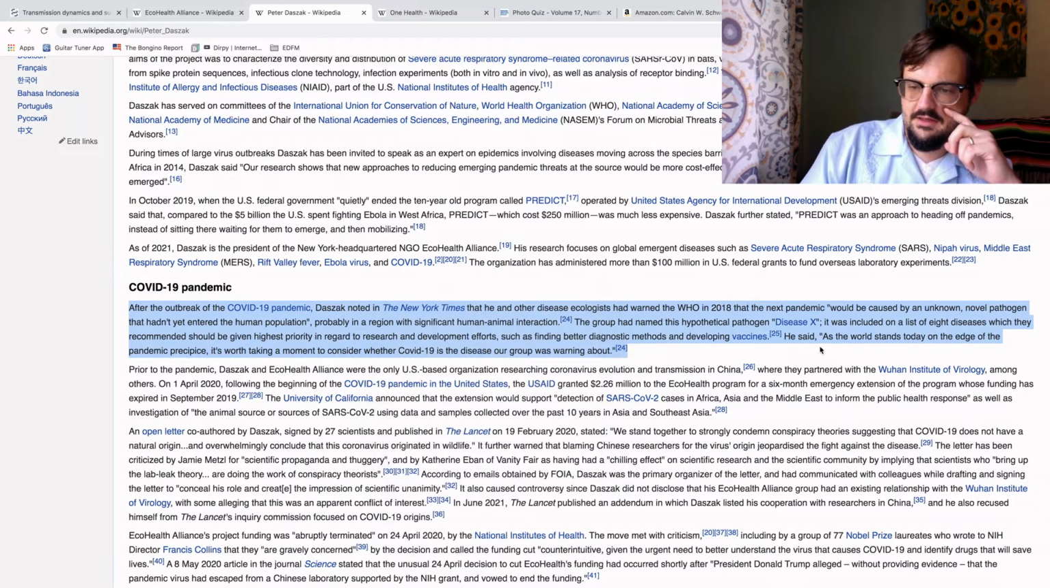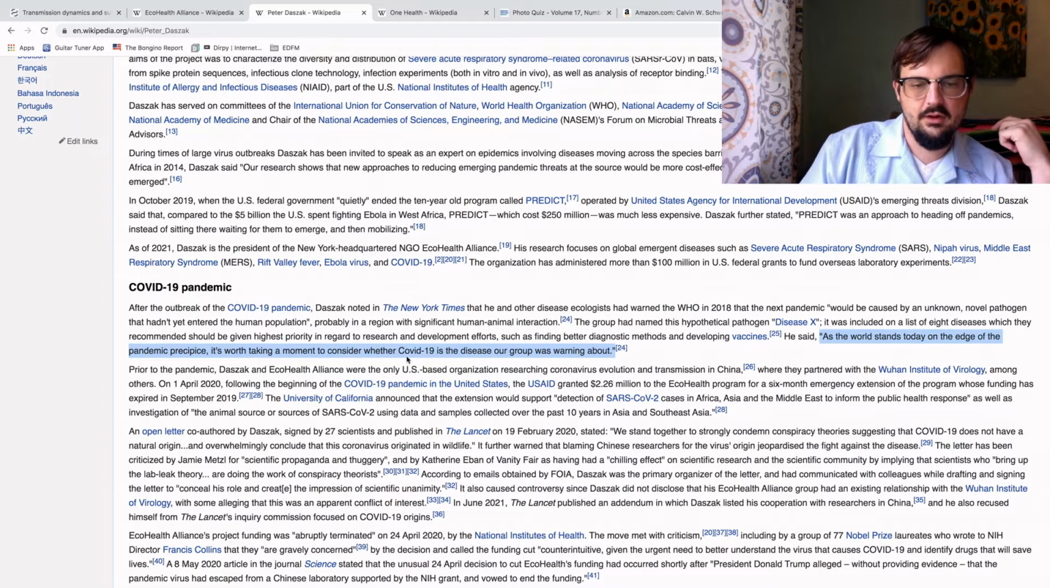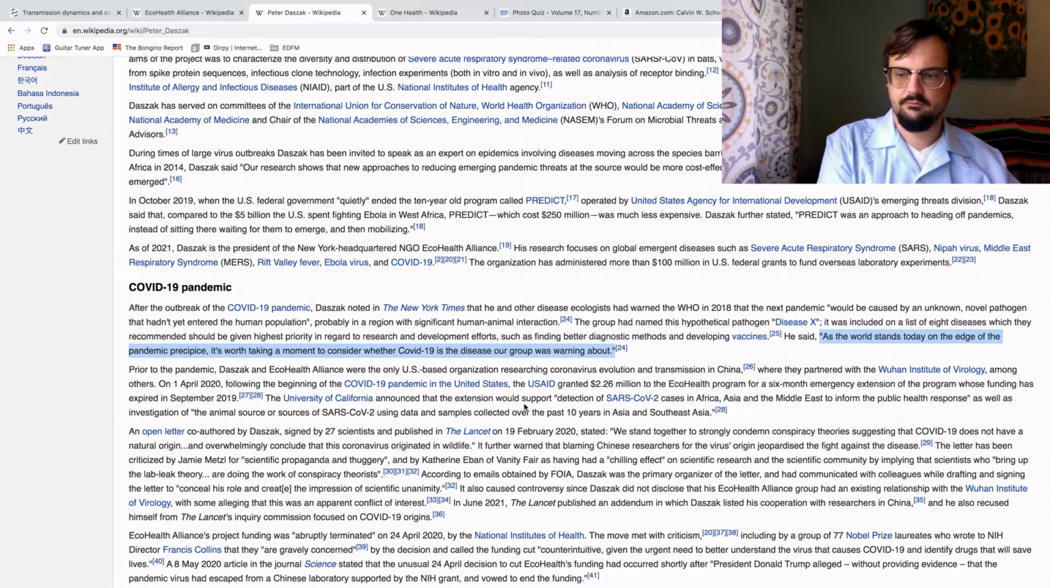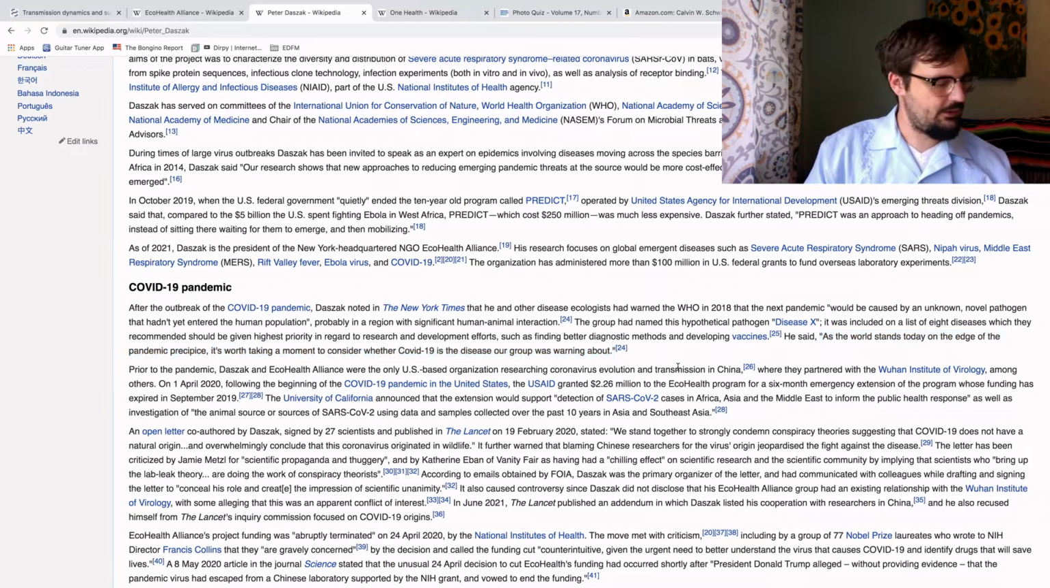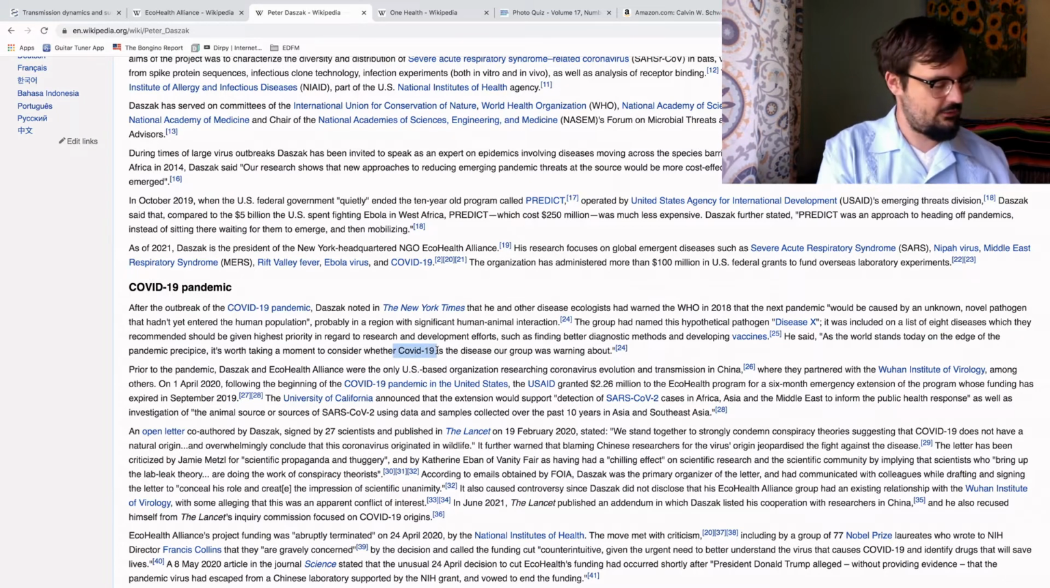And he was quoted as saying, "As the world stands today on the edge of the pandemic precipice, it's worth taking a moment to consider whether the coronavirus is the disease our group was warning about." So he's naming Disease X as this current disease we're facing. Very interesting.